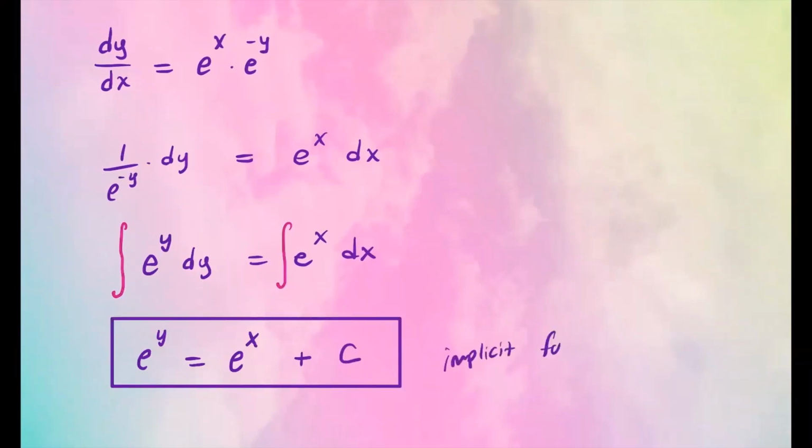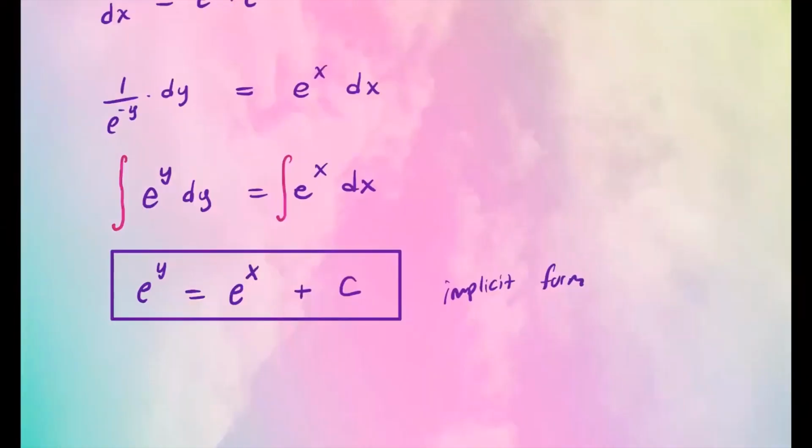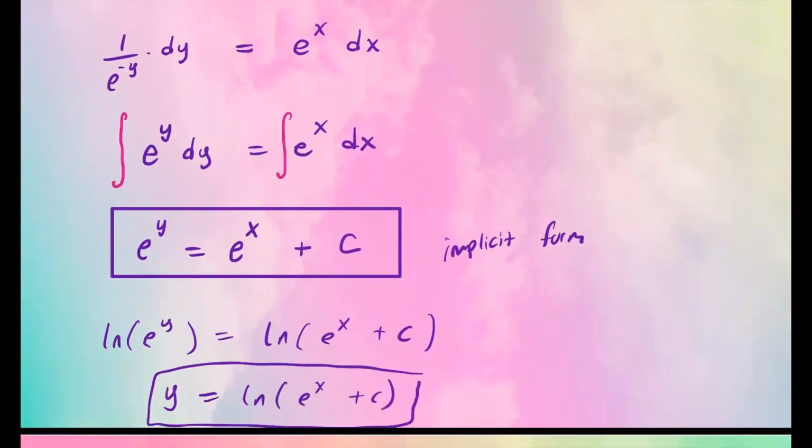Now, if you want to take it further and solve for the explicit form, you can solve for y by taking natural log on both sides. So let's go ahead and do that. I'm going to apply natural log on both sides. On the left side, you have ln of e to the y, and on the right-hand side, you have ln of e to the x plus c. On the left-hand side, we can simplify. Ln and e cancel, so you'll have y is equal to ln of e to the x plus c. That will be our explicit form of the same answer.